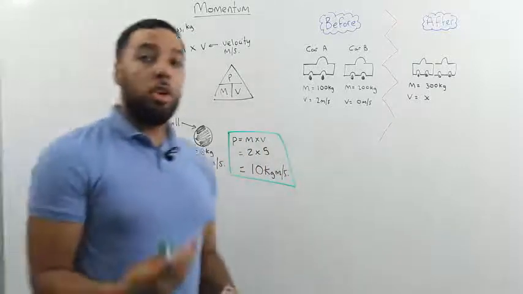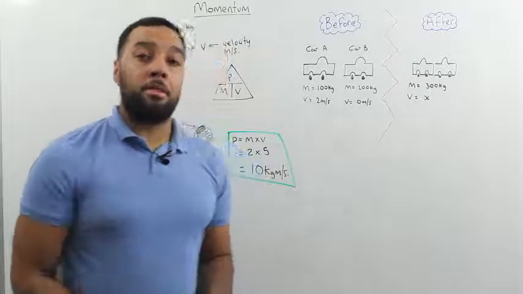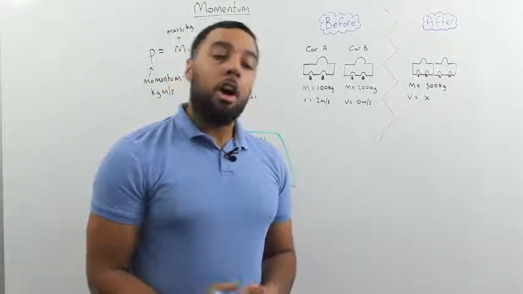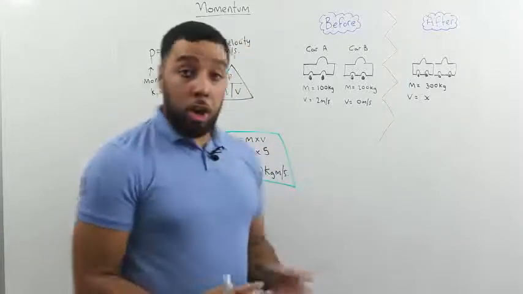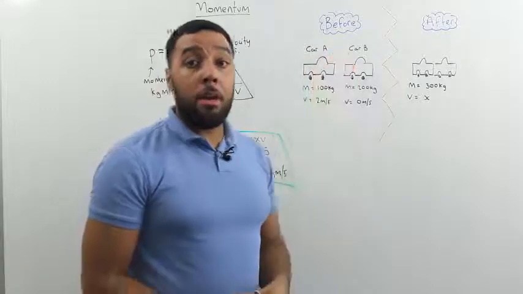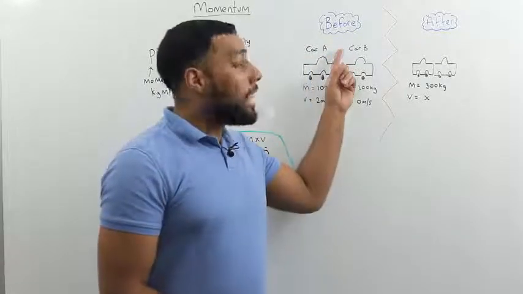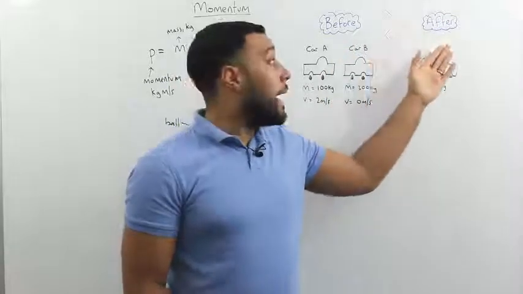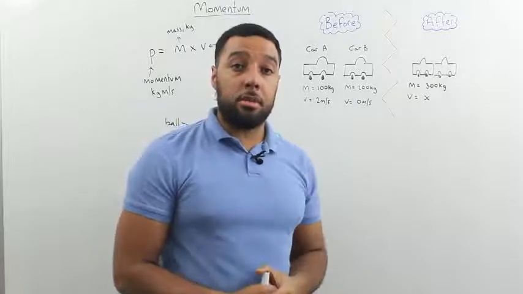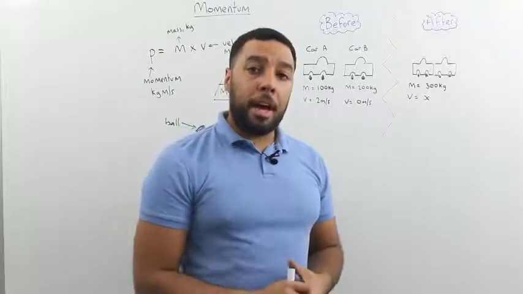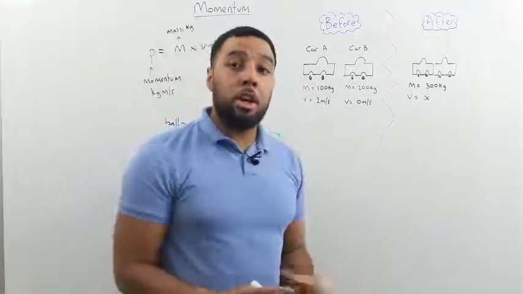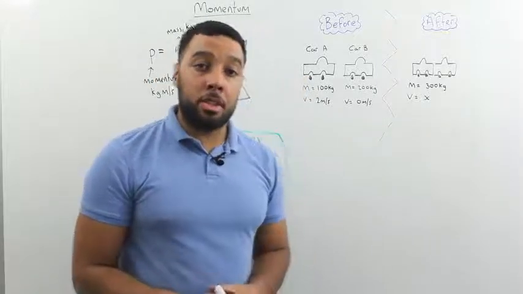Now, there is a law of momentum, or a law of conservation of momentum. And what that law states is that in a closed system, the momentum before an incident is exactly the same as the momentum after the incident, as long as it's a closed system. Well, let's put that into practice, because you could be given a closed system to calculate the missing quantity.